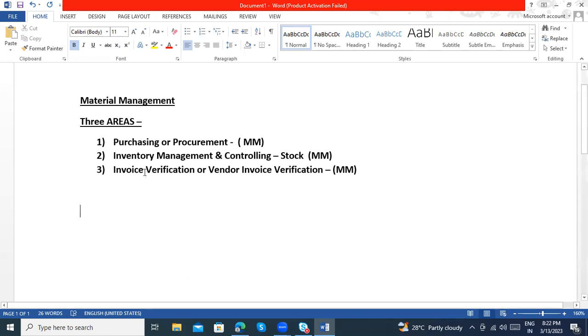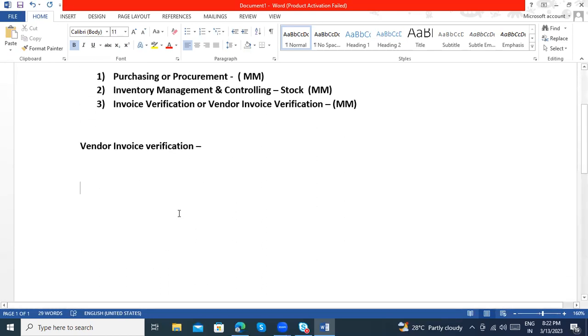But why is it MM? Because of the concept of vendor invoice verification. Does anyone know what the concept of vendor invoice verification is? I think it checks whether the goods received are right or correct. So we verify the invoice which we received from the vendor. Vendor invoice verification is nothing but verifying the invoice which we received from the vendor.